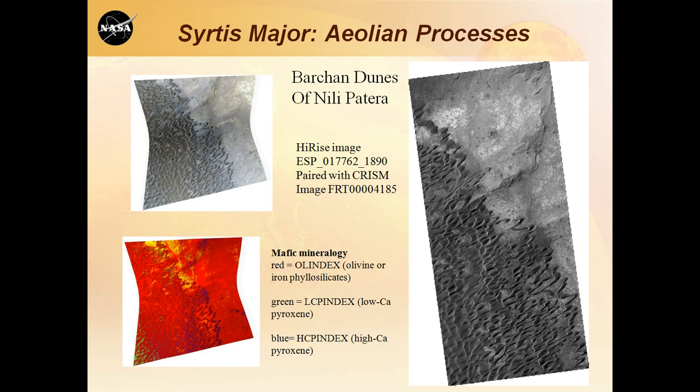Aeolian processes are prominent within the Syrtis Major region. These images depict barchan dunes in Nili Patera. These dunes can gradually migrate with the wind as a result of erosion on the windward side and deposition on the leeward side of the dune. These features contain high concentrations of mafic mineralogy, mainly olivine, high calcium pyroxene, and low calcium pyroxene.